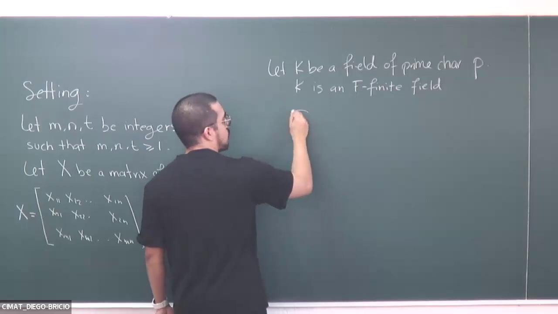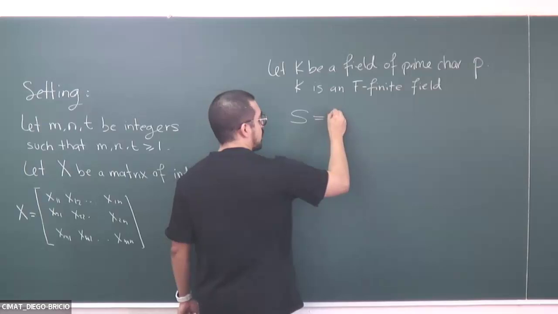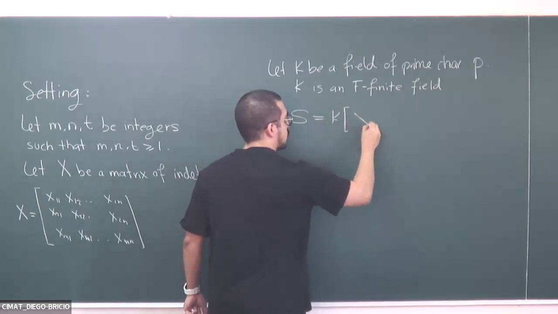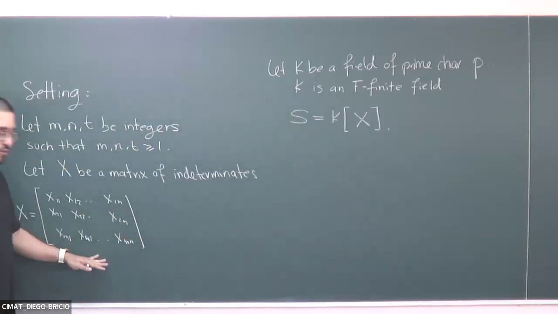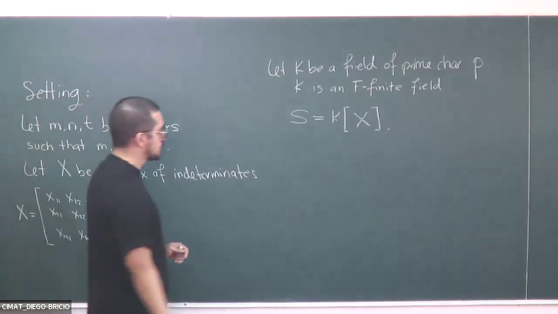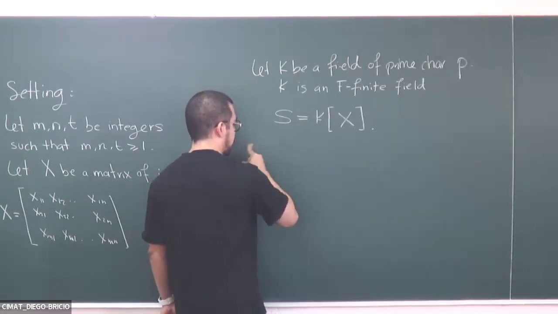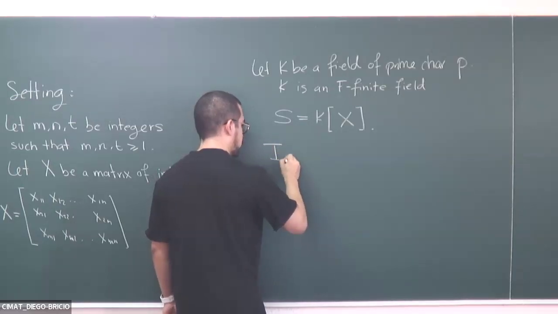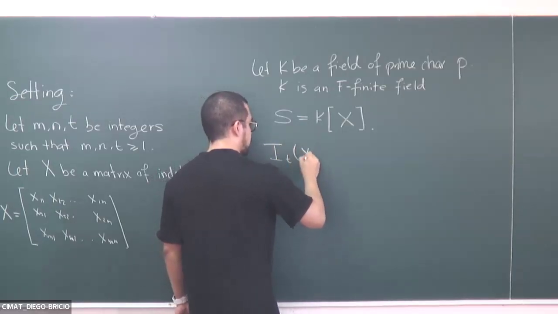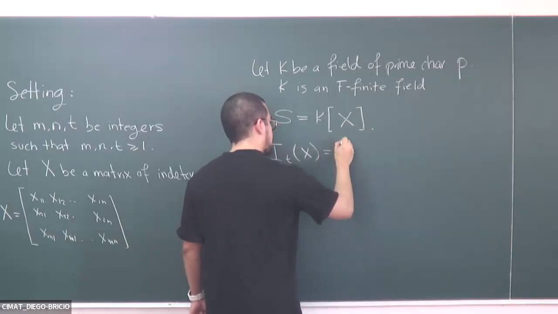Okay, so S is going to be your polynomial ring, the ring of polynomials over this matrix of indeterminates. And we're going to define an ideal of S. So we're going to denote it like I_t(x).